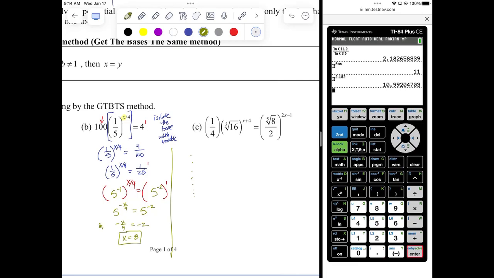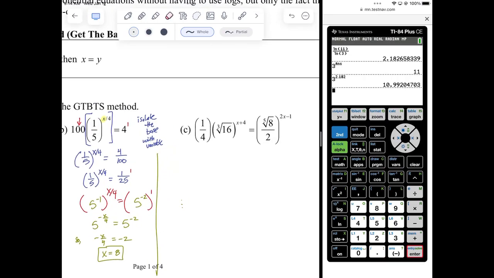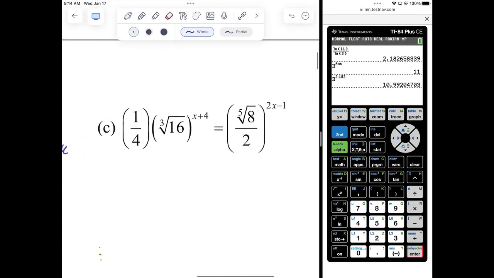All right, so far so good. Sometimes we have to do a little bit of work before we get the bases the same, and that's to isolate the variable pieces. Okay, let's look at part C.